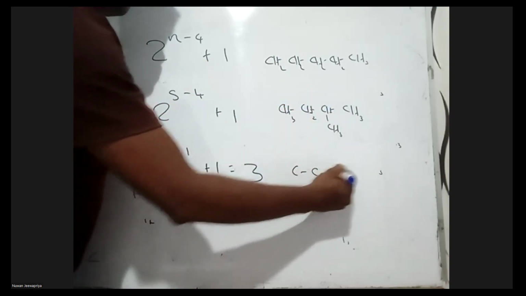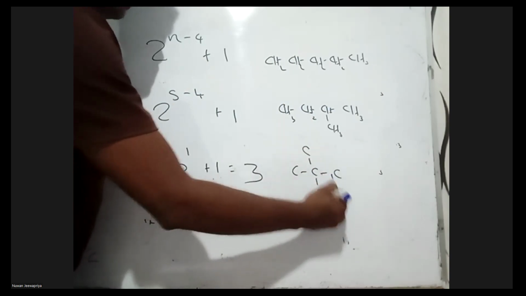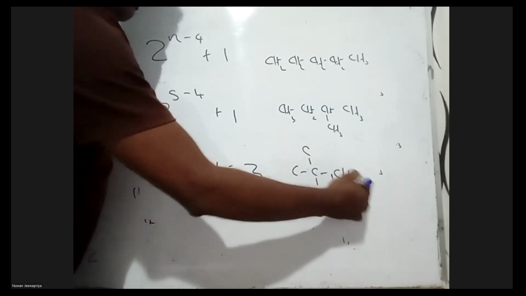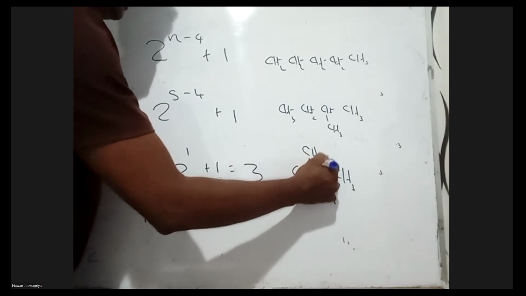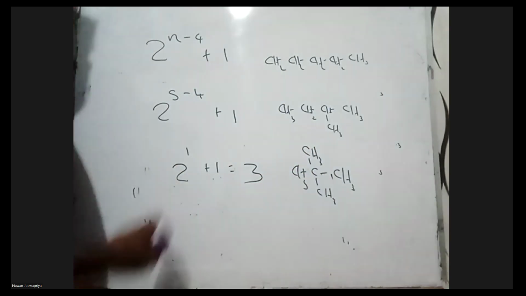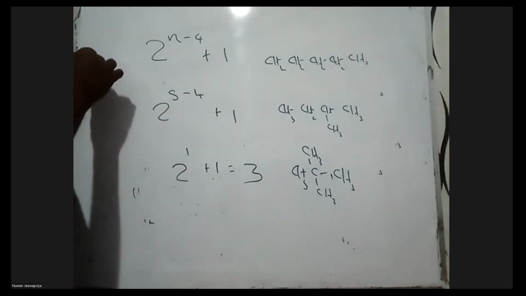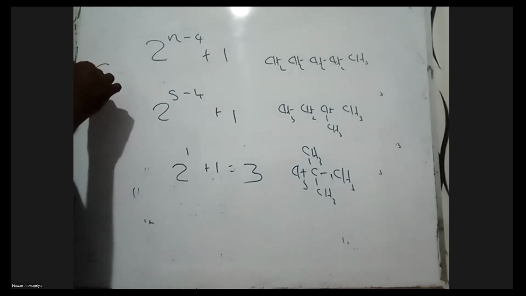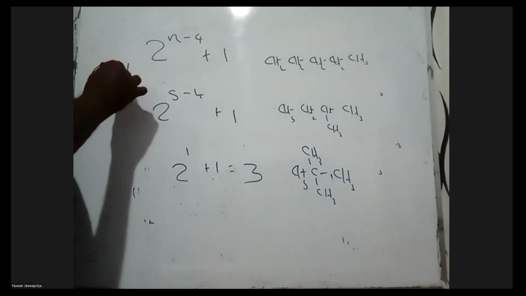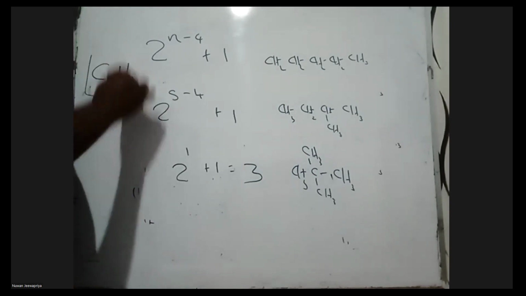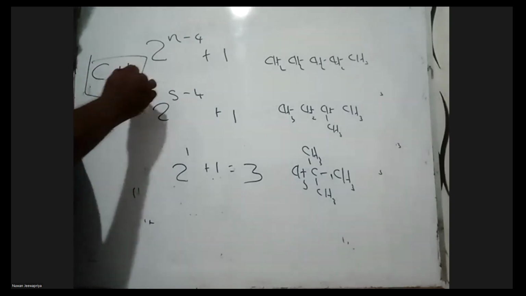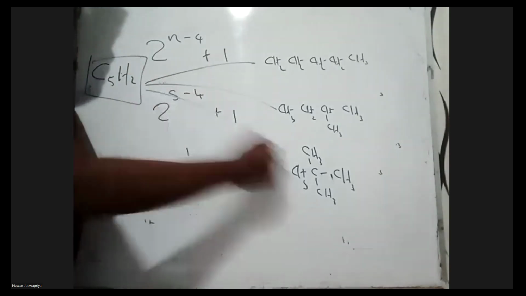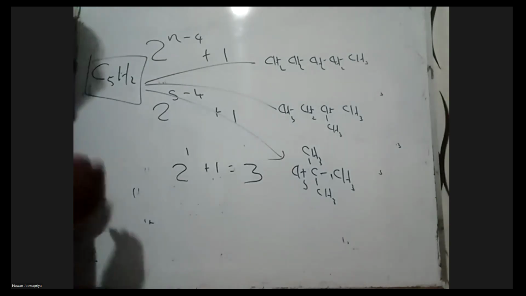And 1, 2, 3, and 2 branches. So this is the other isomer. So these are the isomers for C5H12, the molecular formula. Those have the same molecular formula and different displayed formulas. They are the isomers, right?